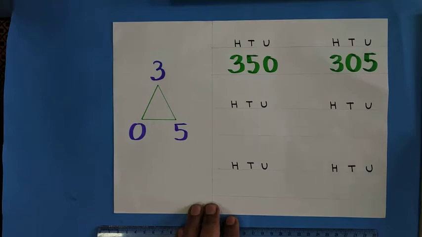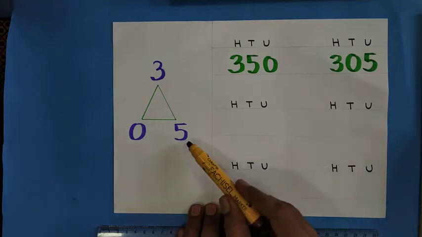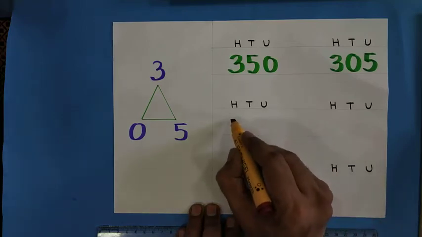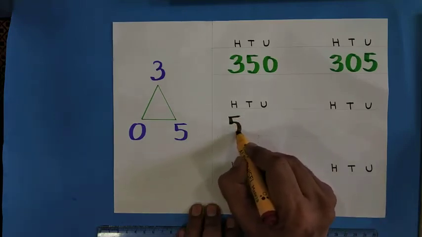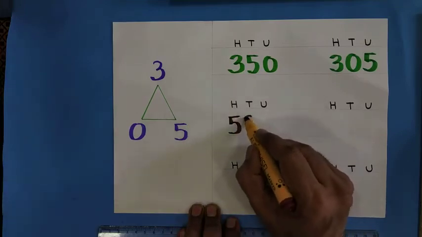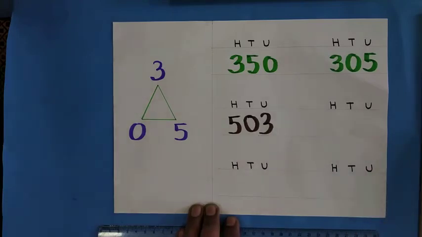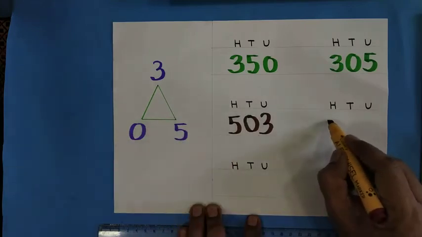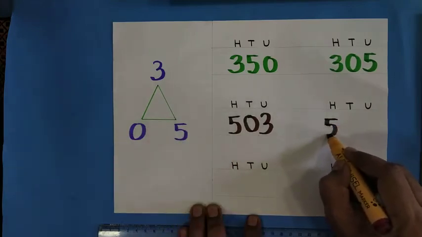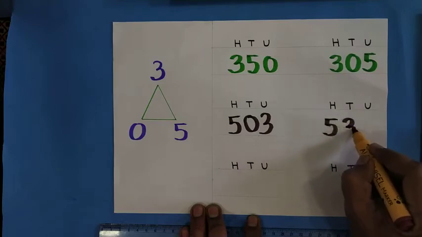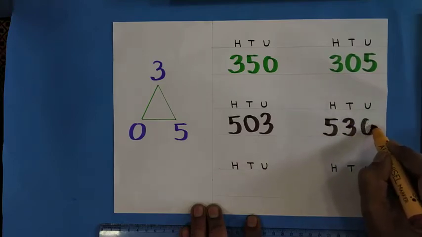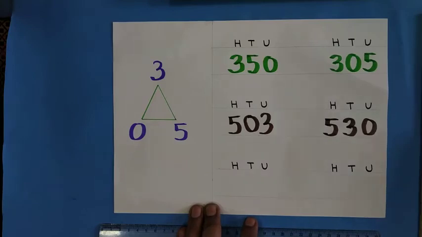Now let us take 5 at the 100 place. So 5 at the 100 place clockwise. 5, then 0, then 3. 503. 3-digit number. Now anti-clockwise. 5 at the 100 place, 3 at the tens place and 0 at the unit place. 530. Okay, now let us take 0.